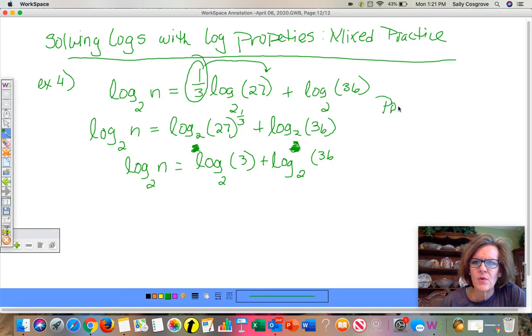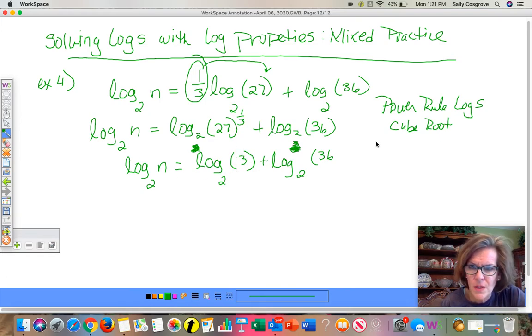Okay, so let's say what we did. We used the power property, or the power rule for logs. And then I took the cube root. Cube root of 27 is 3. All right, now what are we going to do? Now we're going to use the product property for logs that says the sum of the logs is the same as the log of the product of their arguments. So I can write it this way.